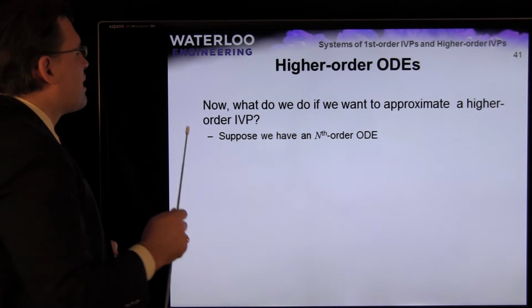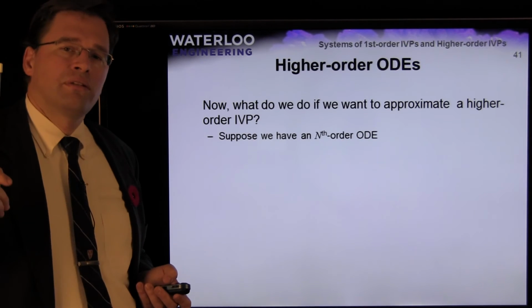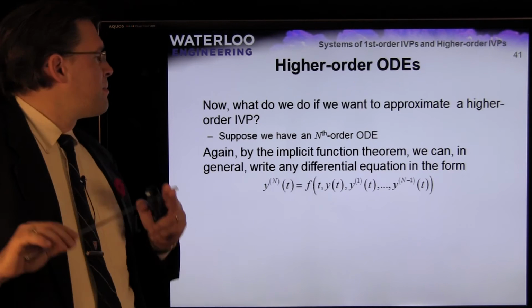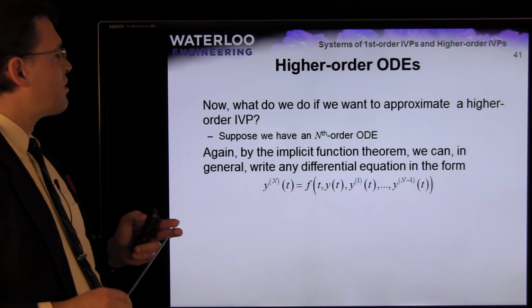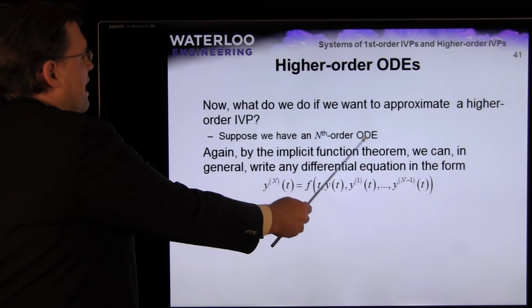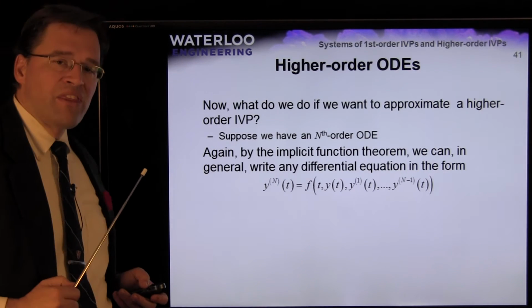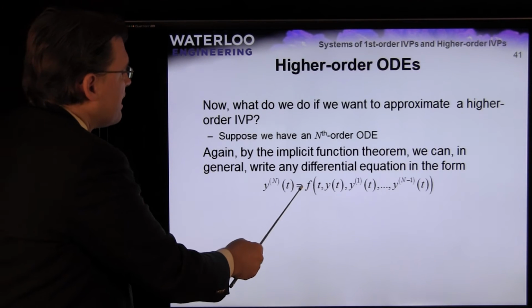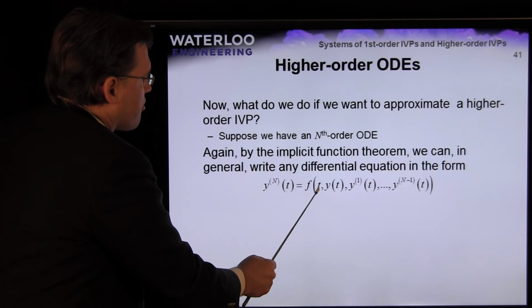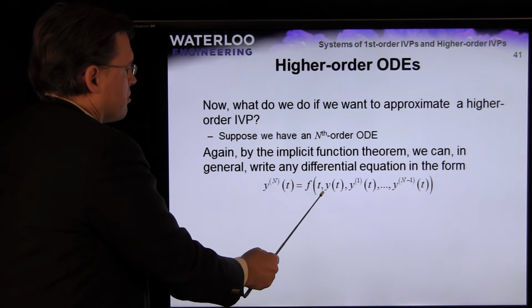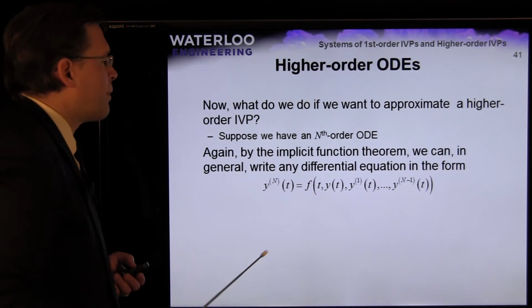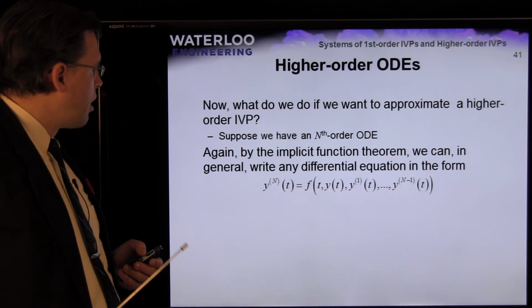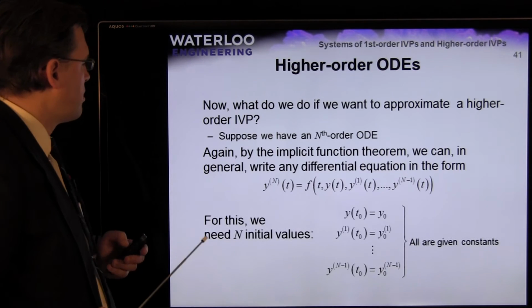So let's say we have a single nth order ordinary differential equation. Again, from the implicit function theorem, we're guaranteed that almost everywhere we can take almost any nth order ODE and rewrite it in the form that the nth derivative is some function of lower order derivatives, y of t, y prime, all the way up to the (n minus first) derivative. All right, great. So we have that form.